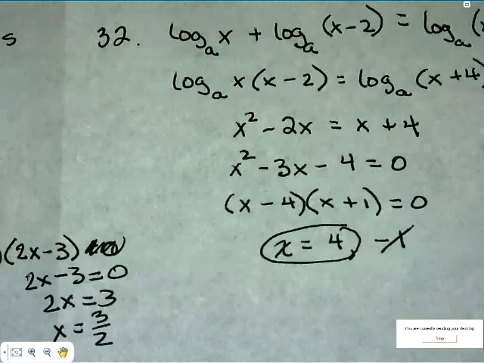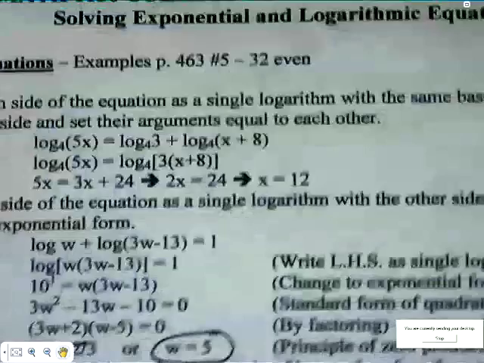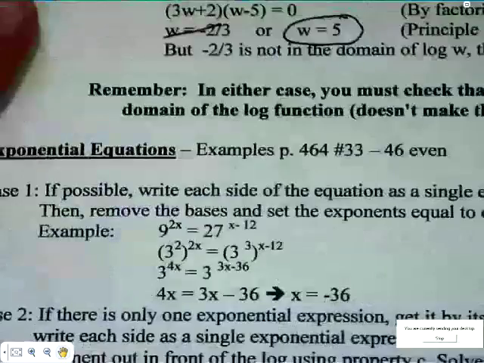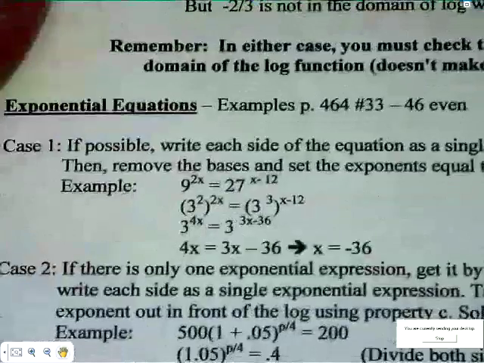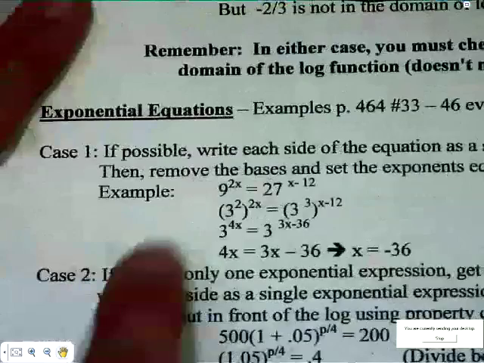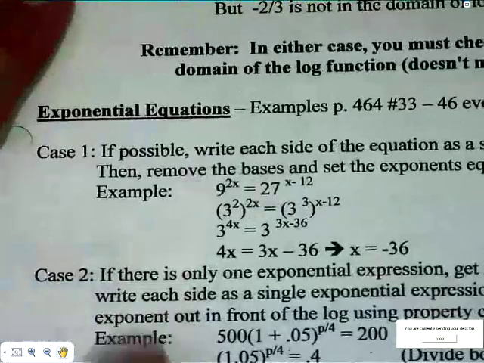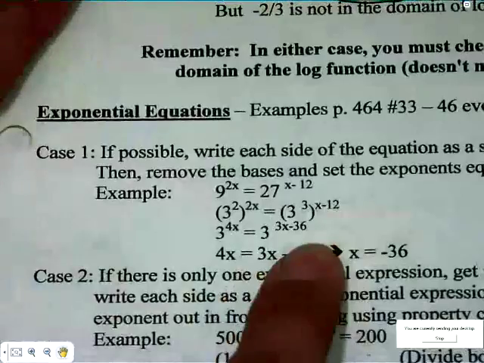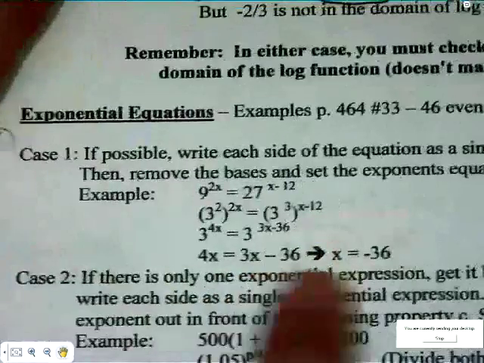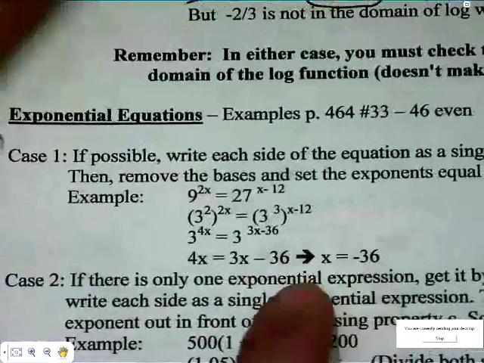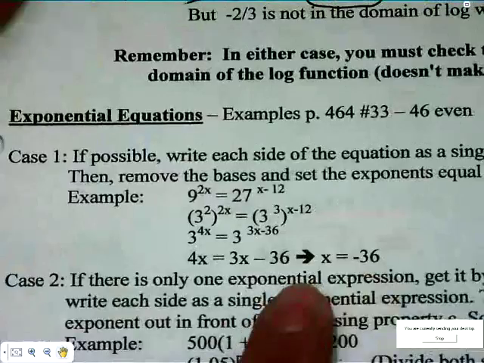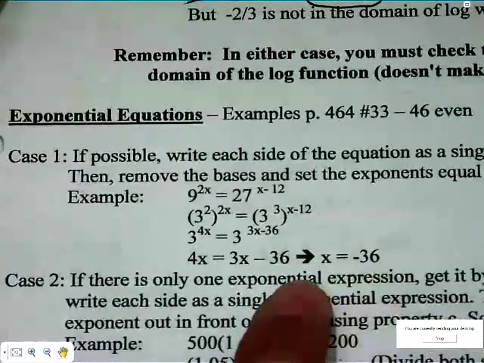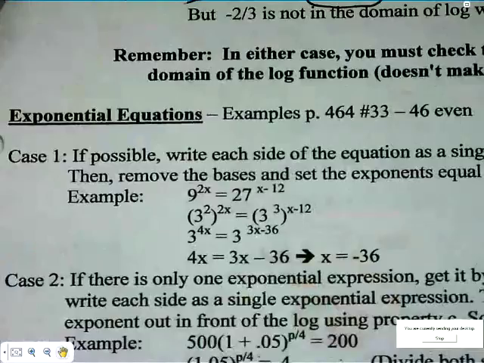We also have two cases of exponential equations, and I'm going to call this the easy kind and the harder kinds. Before you start the hard way, check and see if it's the easy kind. The easy kind we solved in 6.3. If possible, write both sides of the equation as a single exponential equation or expression, and then just take the bases off.